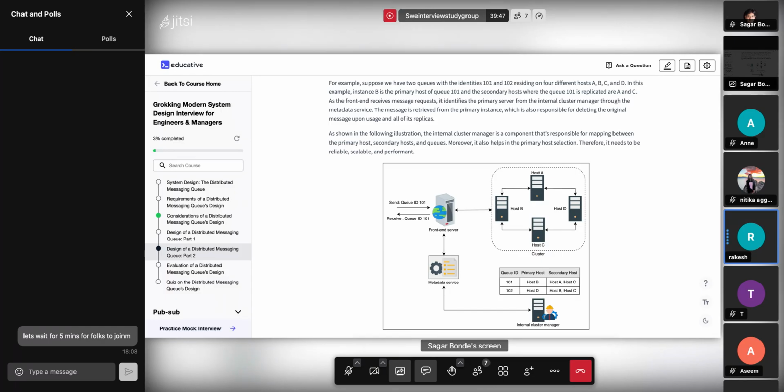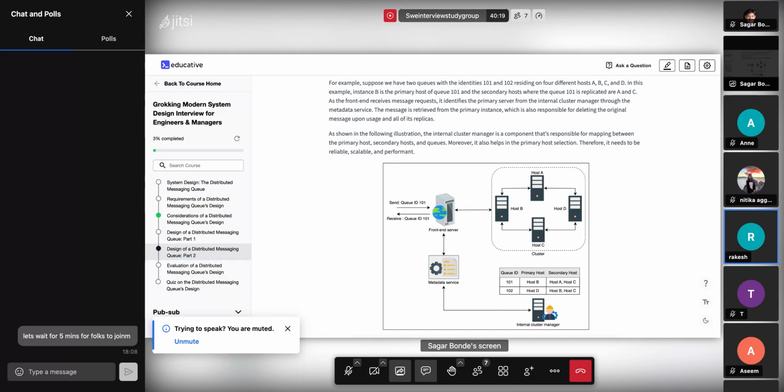As the front end receives the message queue, it identifies the primary server from the internal cluster manager through the metadata service. The message is retrieved from the primary instance, which is also responsible for deleting the original message upon usage, and from all of the replicas. So the metadata service is responsible for going to the particular host.